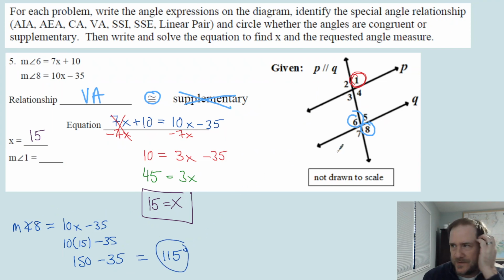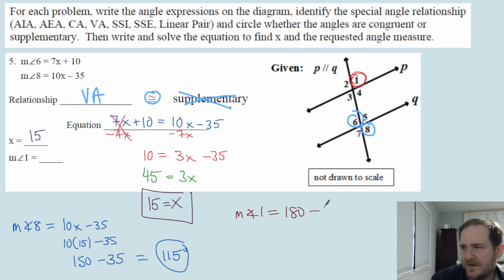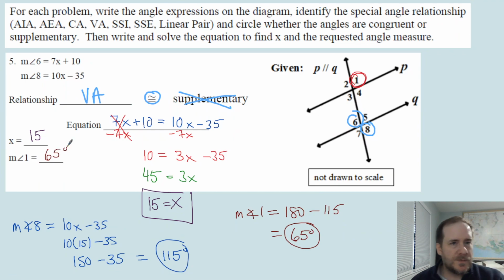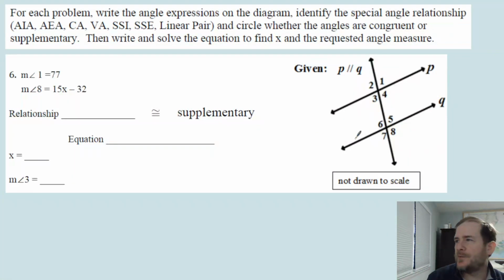Now that's angle 8 though, and we wanted angle 1, so remember that angle 1 and angle 8 are supplementary. So you know that the measure of angle 1 is just going to be 180 minus the measure of angle 8, which is our 115. So that leaves us with 65 degrees. That's it. And then I think there's just this one last problem, so let's burn through this one.